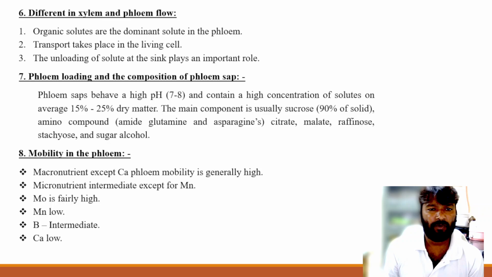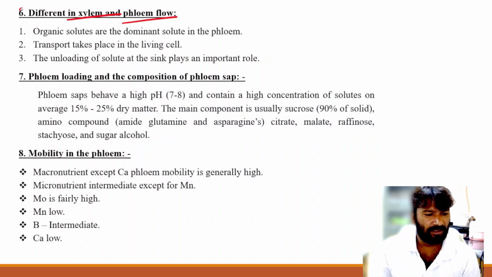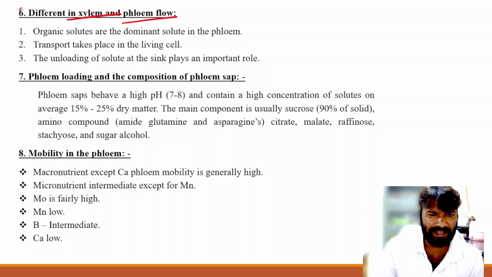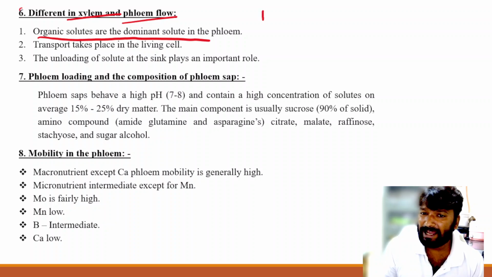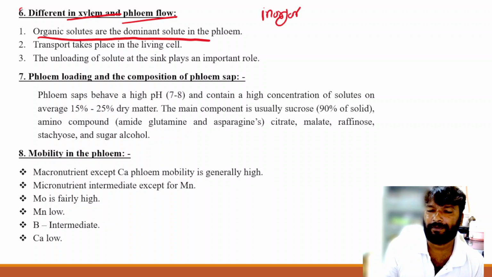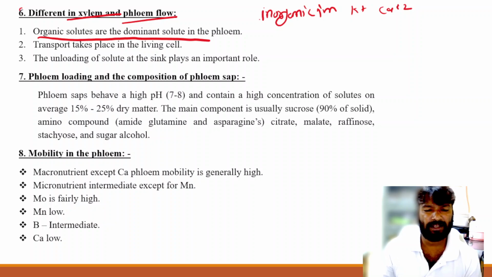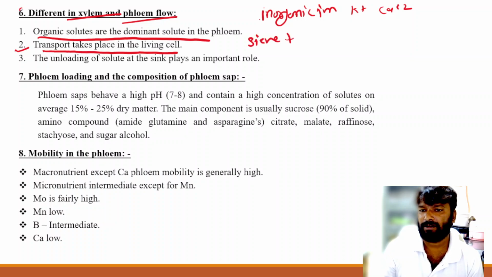Okay, now what is the difference between the xylem and phloem flow? Okay, so what is the difference? So in the phloem, organic solutes are the dominant solutes, whereas in xylem it is inorganic ions, like potassium, calcium. Here it is sucrose. Second, transport takes place in the living cells, the sieve tube cells, whereas in xylem it is the xylem vessel cells, which are dead cells.